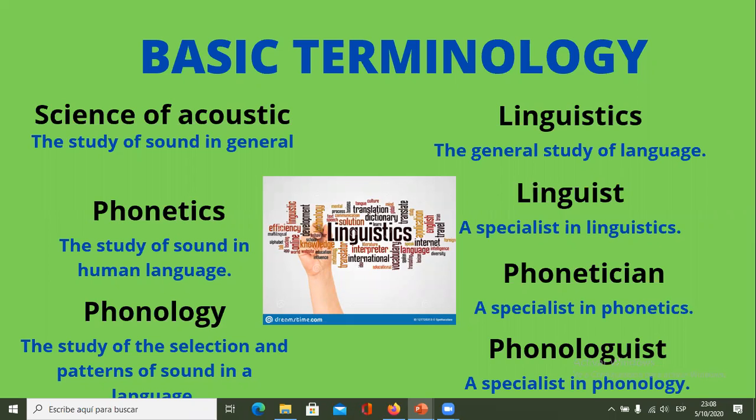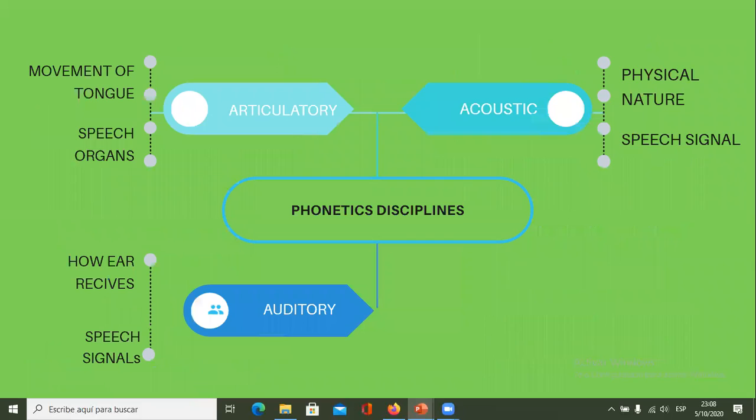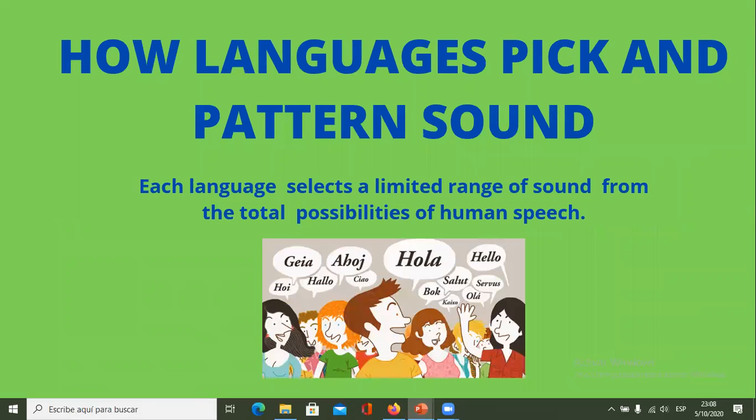Also, a specialist in linguistics is a linguist, a specialist in phonetics is a phonetician, and a specialist in phonology is a phonologist. We have phonetic disciplines: articulatory, referring to the movement of the tongue and speech organs; acoustic, referring to the physical nature of the speech signal; and auditory, how the ears receive speech signals.